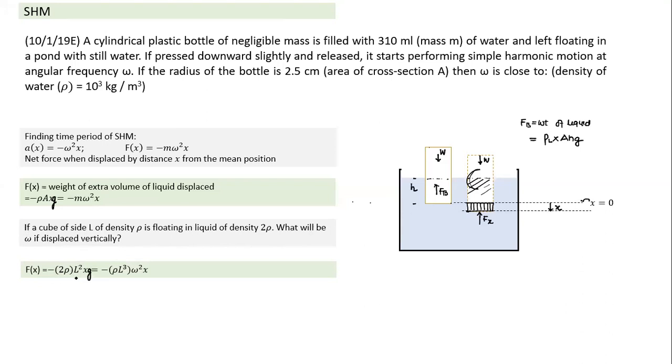Sorry, a g term was missed out here also. The area of cross-section becomes L square, and x becomes the extra depth it has been displaced, into g, is equal to minus m omega square x. Which mass do we take here? The mass of the object which is undergoing SHM, the mass of the cube, rho into L cube. So that's how we form the equation, and we can find the omega value of the SHM. Okay, so I'll stop here.